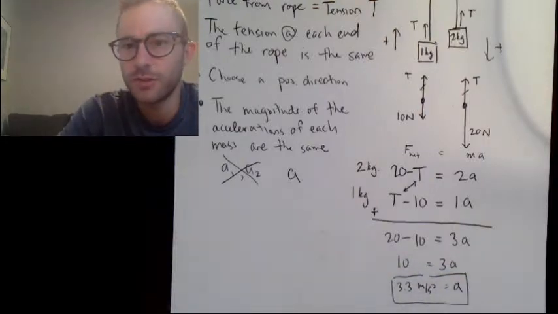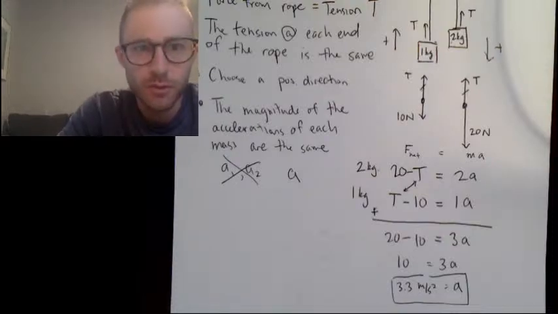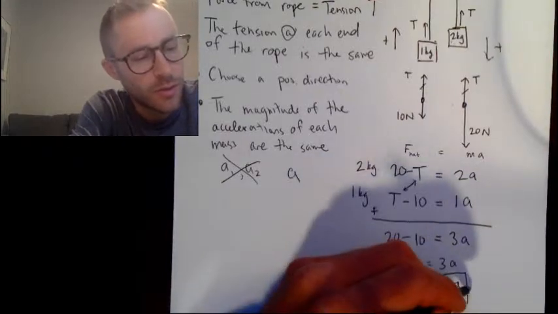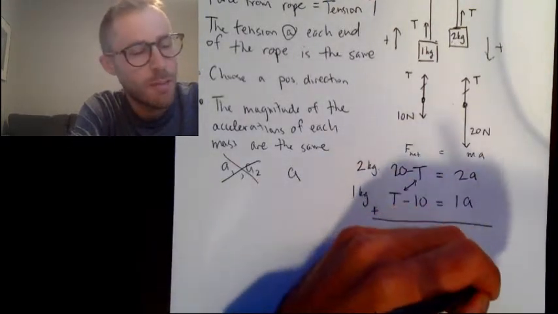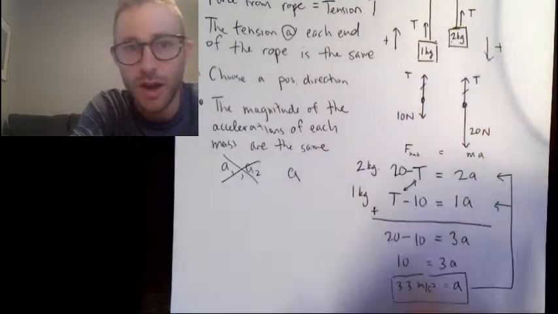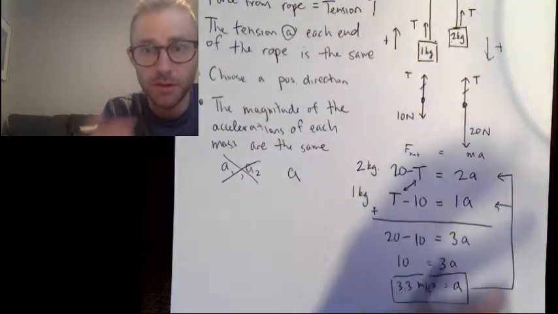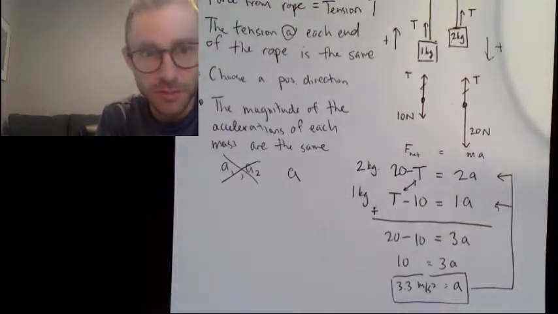By substitution, that's basically it. What we want to do is plug the answer that I found for the acceleration back into one of the two equations. Either one, it doesn't matter. Okay? And then solve for the tension.